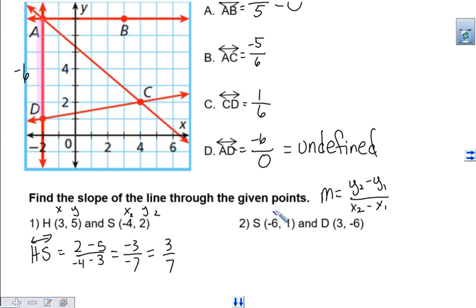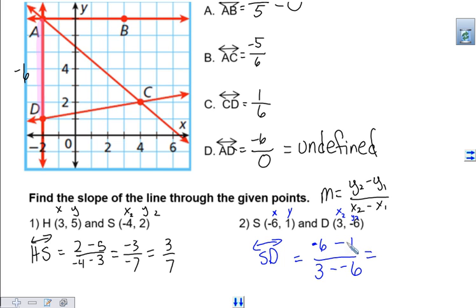Okay, our next one, again, make sure you label if you need to. So we're finding the slope of line SD. Take our y's, negative 6 minus 1, over our x's, 3 minus negative 6. Again, double check that your y is on top of your x. So negative 6 has to be over 3. Good. 1 has to be over negative 6. We're good.